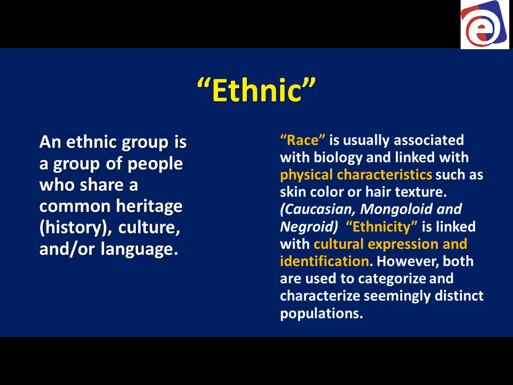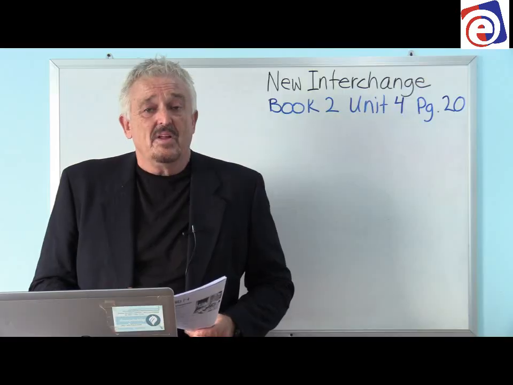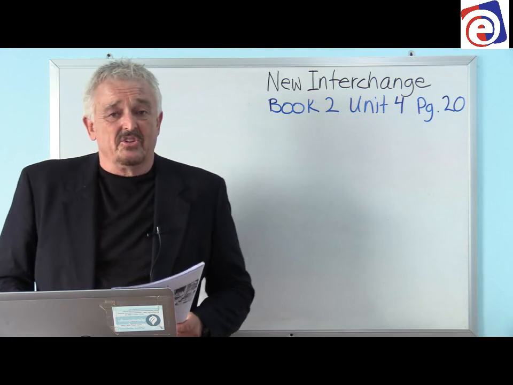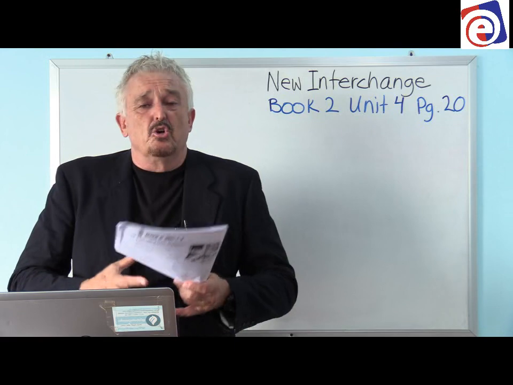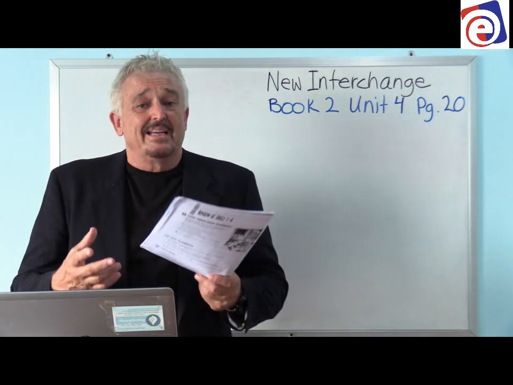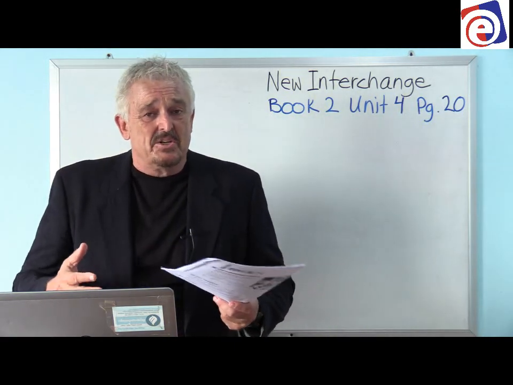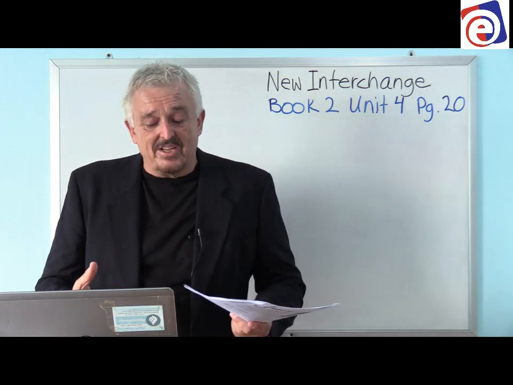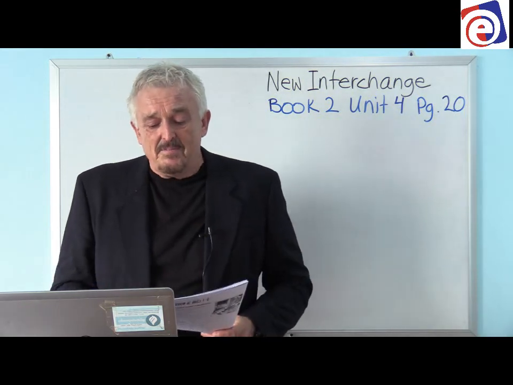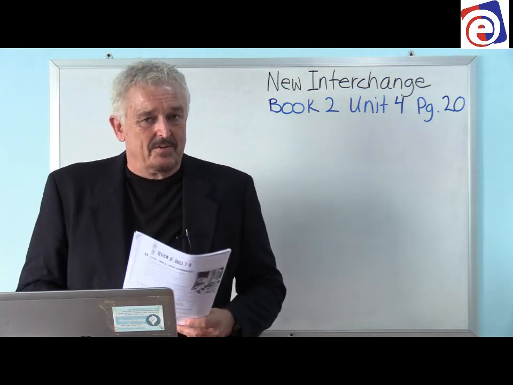What is ethnic? An ethnic group is a group of people who share a common heritage or history, a common culture, and or a common language. It may be, for example, Cambodians, Thais, and Laotians would be of the same ethnic group. The language is similar, history is similar, and your culture is similar.